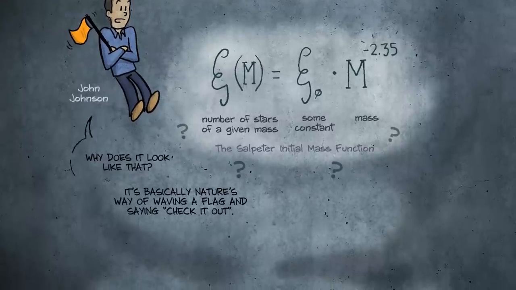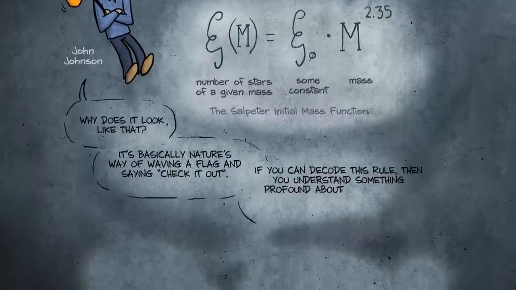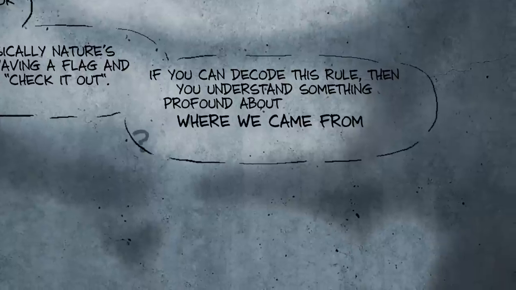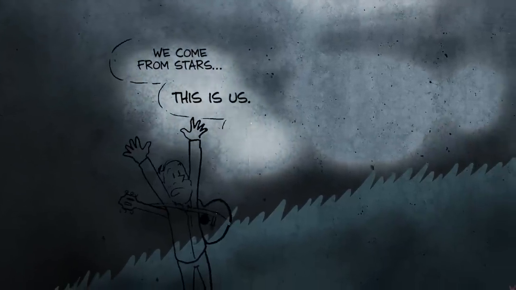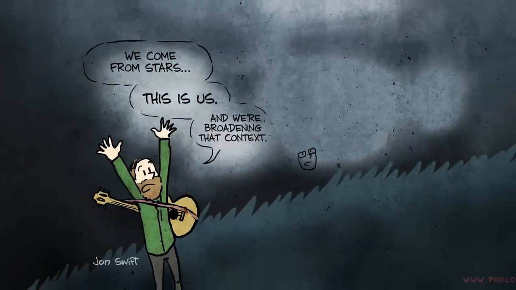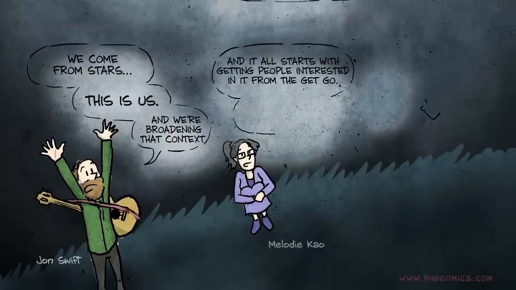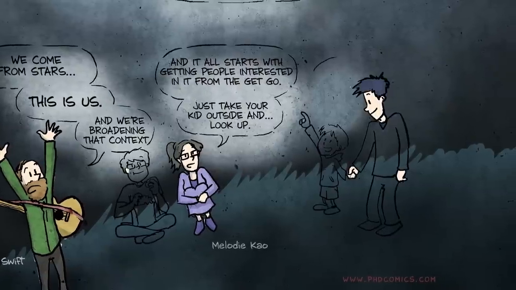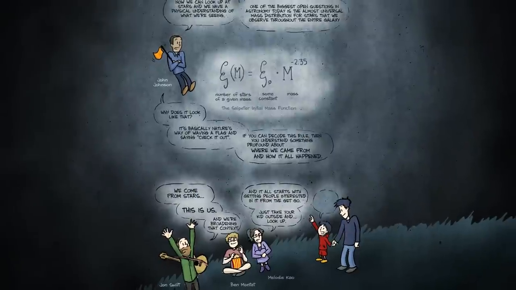Well, it's basically nature's way of waving a flag and saying, check it out. If you can decode this rule, then you understand something profound about where we came from and how it all happened. I mean, we come from stars, right? This is us. And we're broadening that context. And it all starts with getting people interested in it from the get-go. Taking your child outside, looking up at the stars, and they might ask you, why is that star red? What is it made out of? Where does it come from?